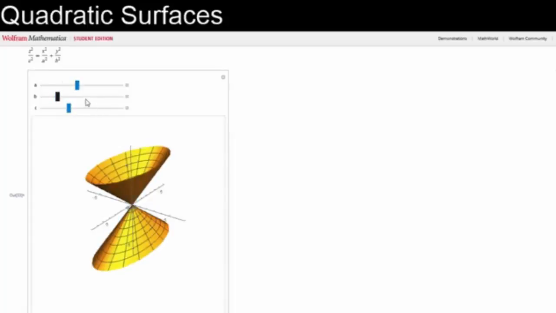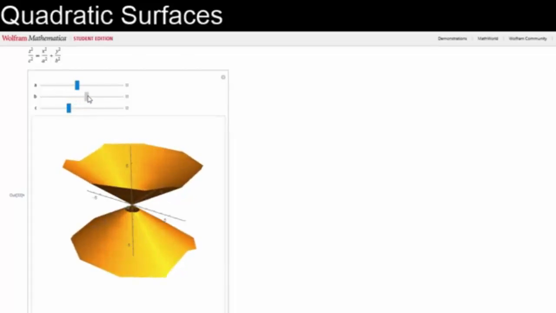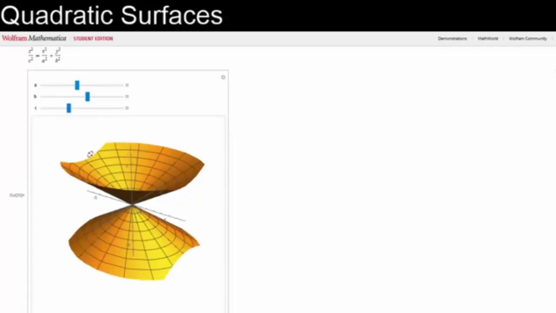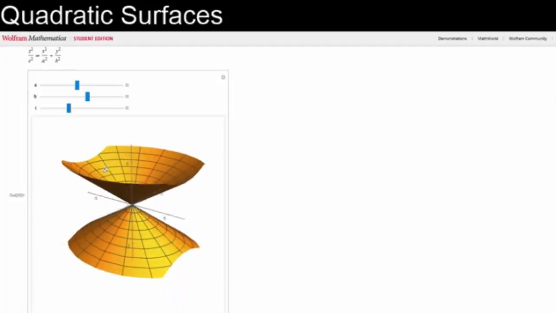So if we increase a, again, it stretches the cone in the x direction. And likewise, if we increase b, it stretches the cone in the y direction. Okay, so the cones are not too bad to understand.